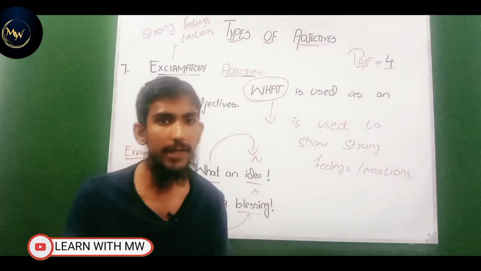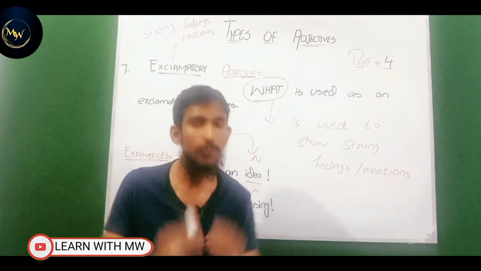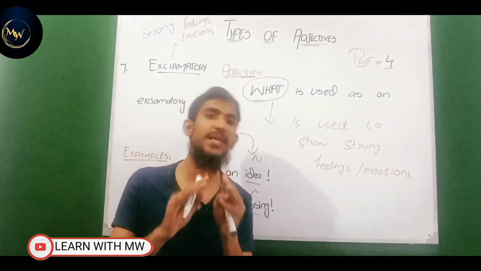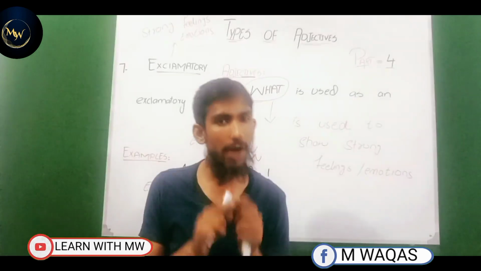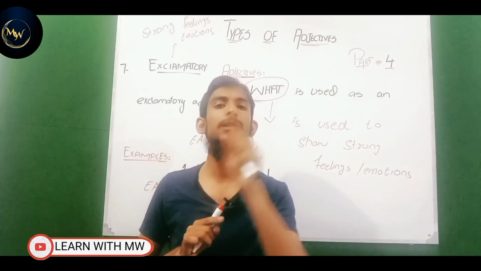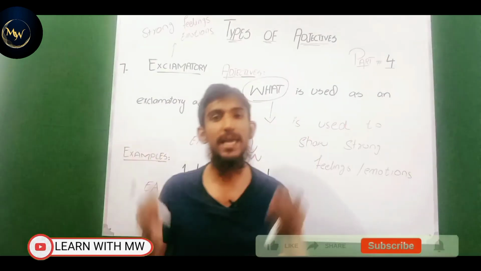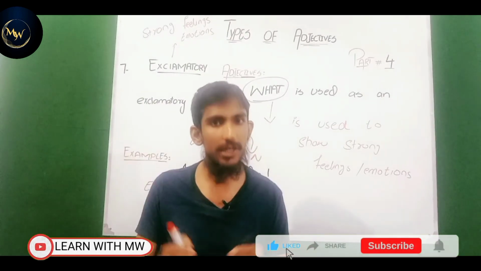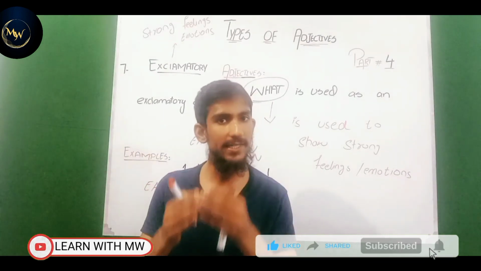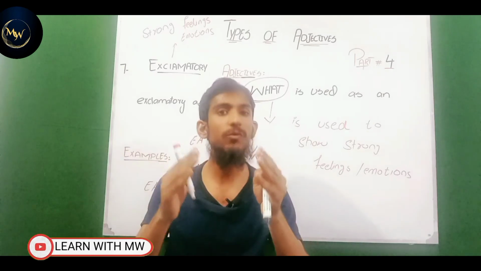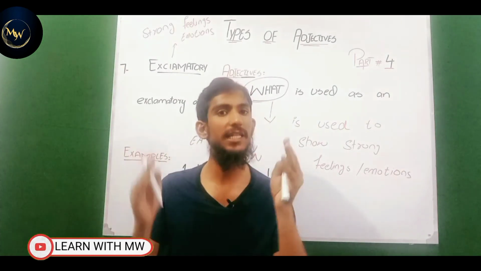So viewers, we have learned that "what" is also used as an interrogative adjective and also as an exclamatory adjective. But the difference is that "what" will be used as an interrogative adjective when it is used with a noun to ask a question, and "what" can also be used as an exclamatory adjective, but the condition is when it is used to show strong feeling and strong emotion. Hope you understand when we will be using "what" as an interrogative adjective and when as an exclamatory adjective.